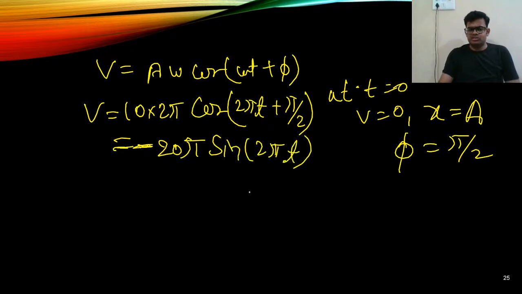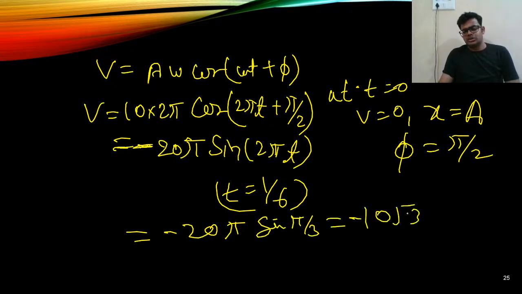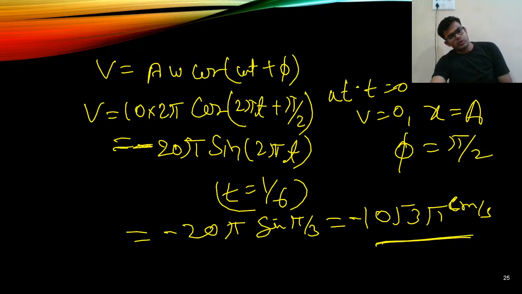And a very simple question, right? You put t equals 1 by 6, so directly you will get minus 20 pi into sine pi by 3. So finally you will get minus 10 root 3 pi centimeter per second, sorry, not meter, because 10 is in centimeter. So this is the final answer. That's all. Very, very simple question. All of you can do it, my dear friends. So this question is over.